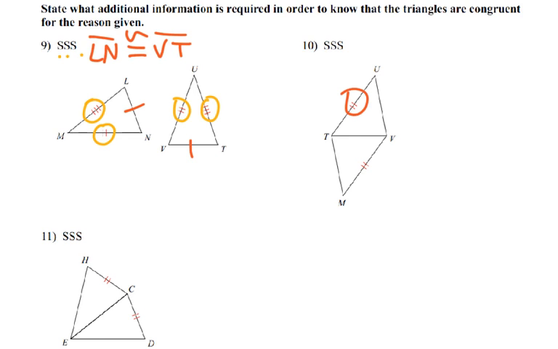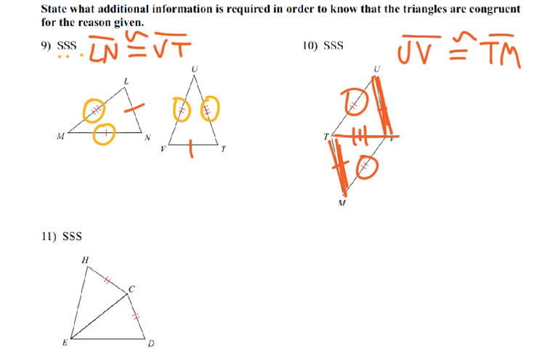Number 10, we've got one side and they share a side. So we've got to say side UV has to be congruent to side TM, because that's the missing side that we don't have. If that works, that gives us three sides, so we can use the side, side, side rule.